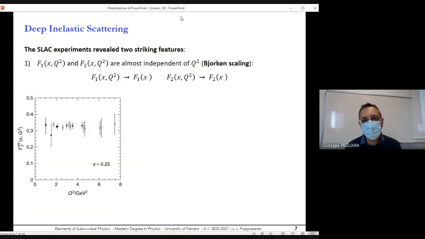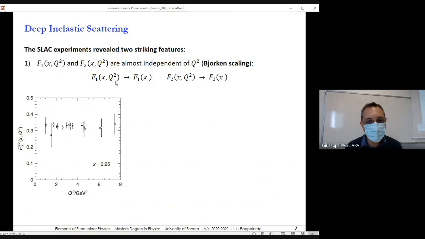And they found very, let's say, unexpected results. Well, maybe expected, okay, but really striking. So the first kind of result that they found is that the two structure functions, F1 and F2, are almost Q-square independent. If you see here in these very first data from SLAC, when you plot F2 as a function of Q-square, the distribution is flat. There is essentially no or only little Q-square dependence, and this phenomenon is known as the Bjorken scaling.